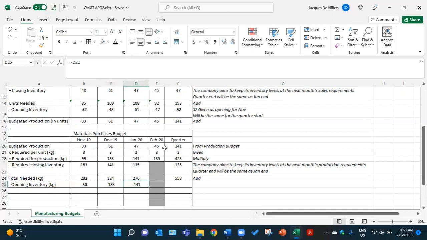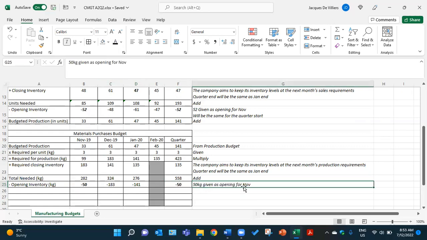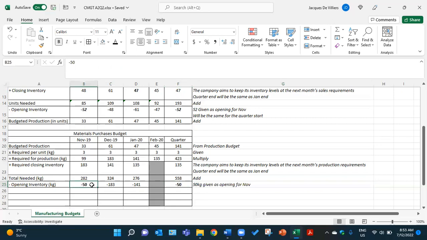But you are not going to use negative numbers. You are simply going to subtract it. Now, once again, we'll go back to when we did our physical inventory count on the 31st of October: we had 50 kilograms of leather in stock. So therefore, our November opening inventory is 50 kilograms. For December, it is exactly what we require for production. For January, it is exactly what we require for production. But since our quarter opens on the 1st of November, whatever we have on the 1st of November is also what we start our quarter with.